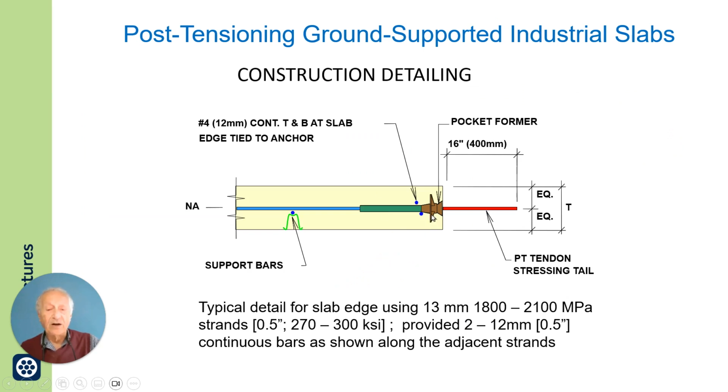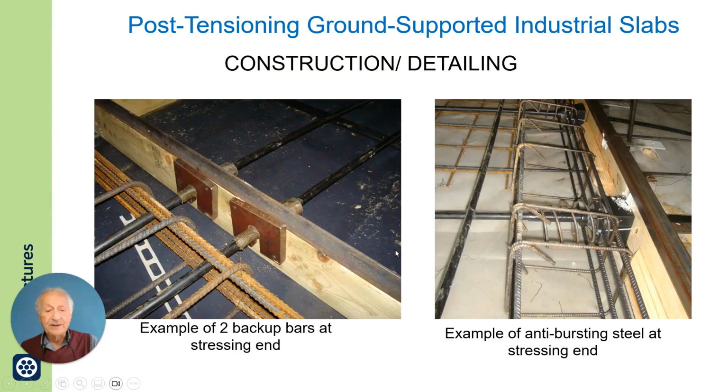Detail of stressing end for the slabs constructed in the US are very simple. 2 number 4 bars behind the anchor. That is all you need. But in other places, it is common to put more, or even come up with a spiral, as I have shown here, or this type of closed dowel.